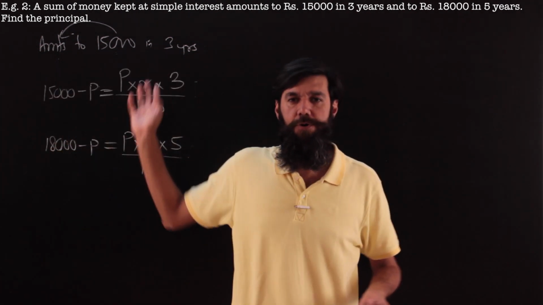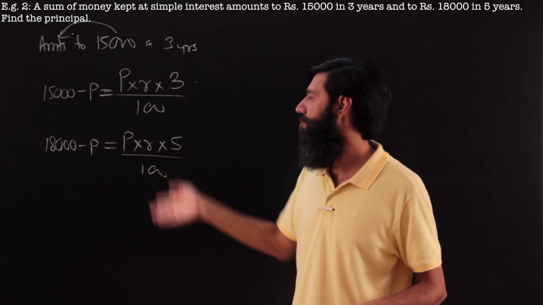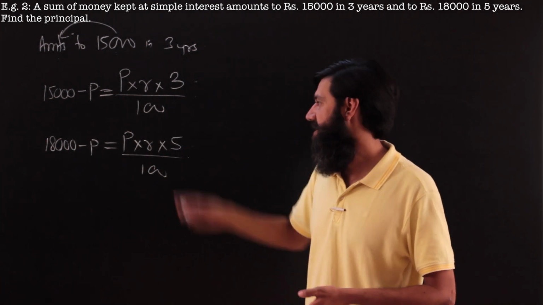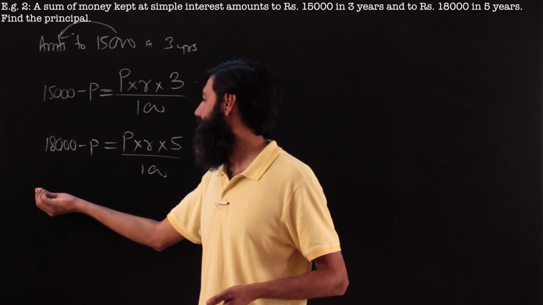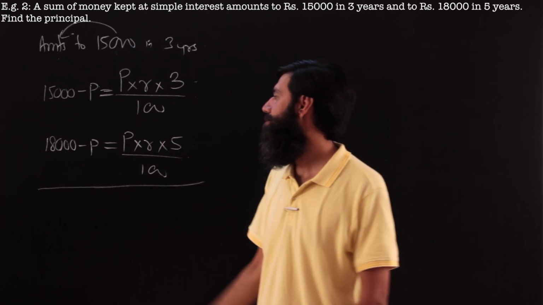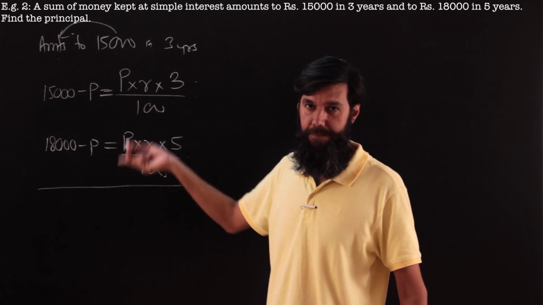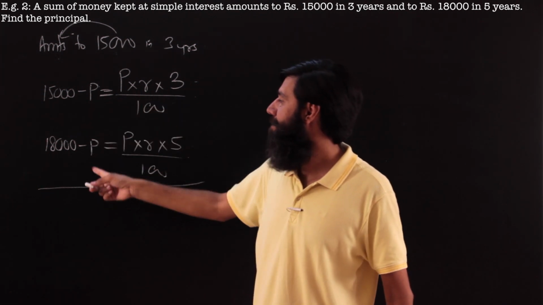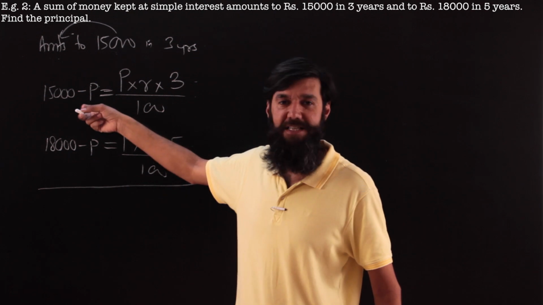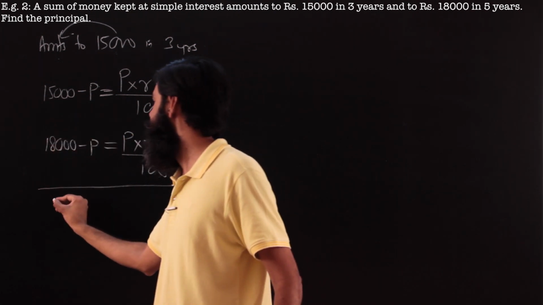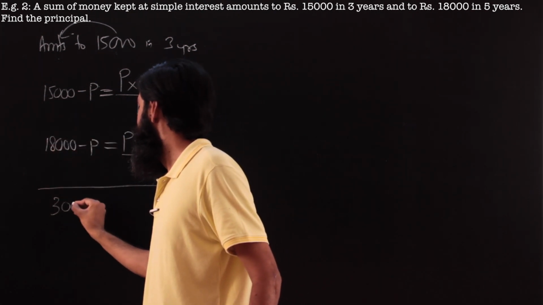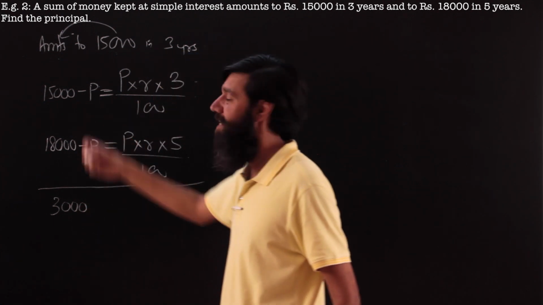So here we have our two equations and two variables, and I need to find P. Obviously we can do it, but it depends upon how intelligently you do it. The best possible way to handle this is by subtracting, right? So the P and P will cancel out. I am doing the second minus the first. 18,000 minus this is 3,000. P minus P will cancel out.